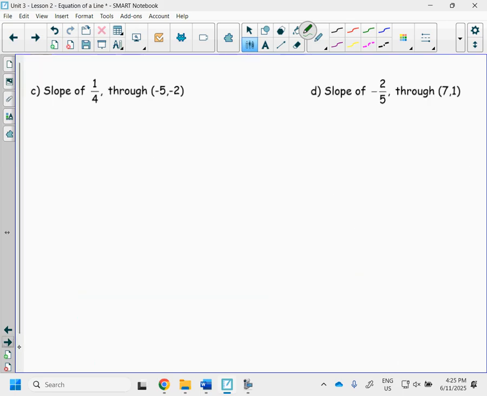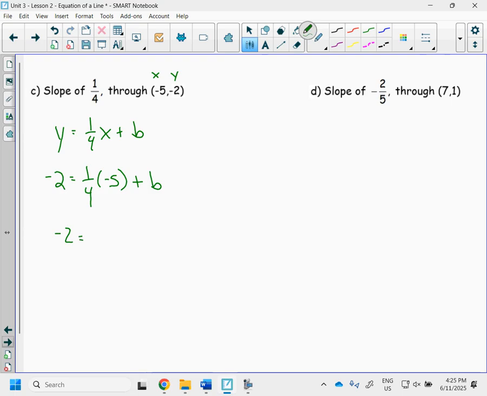Let's try the next stage. What happens if we get fractions? Well, there's nothing wrong with fractions. We just have to remember how to operate with fractions. The processes themselves don't change. So we're going to do the exact same thing. y equals mx plus b. We're going to plug in our point exactly the same way. Negative 2, 1/4 times negative 5, plus b. No differences here. We're going to get rid of our brackets.